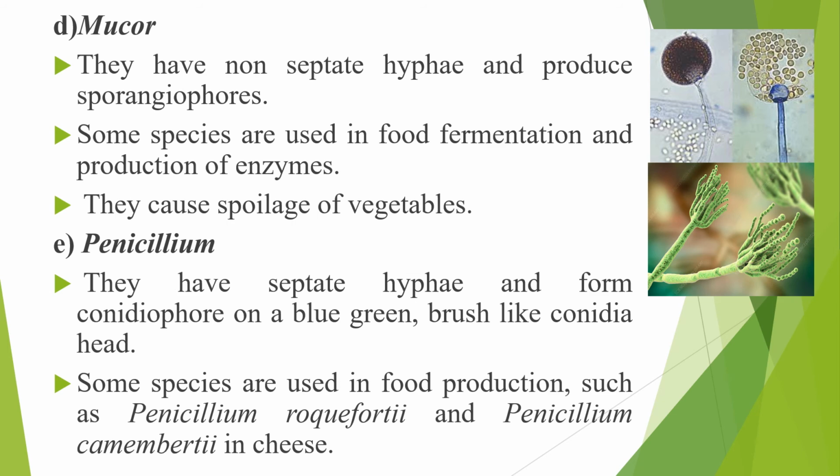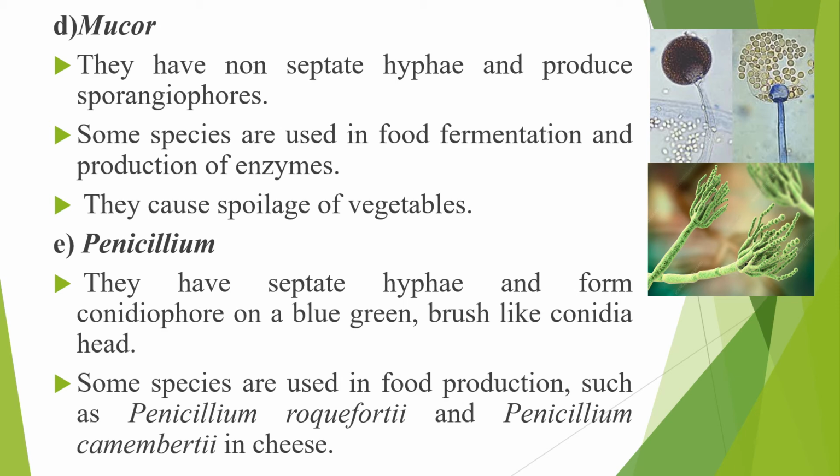Next one is Mucor. They have non-septate hyphae and also produce sporangiophores, and some species are mainly used in food fermentation and also in the production of many valuable enzymes. At the same time, they also lead to the spoilage of many vegetables.